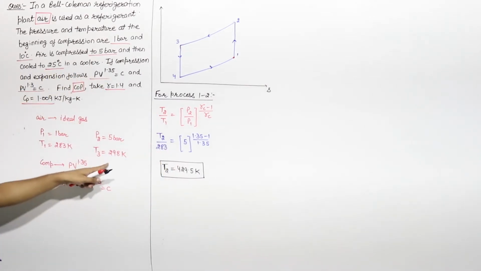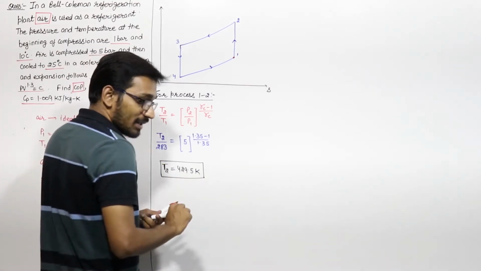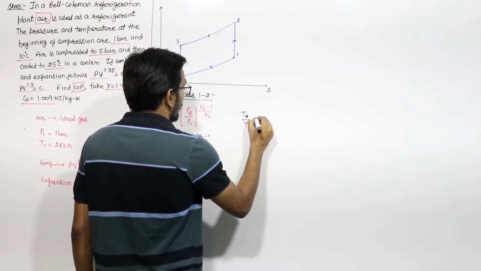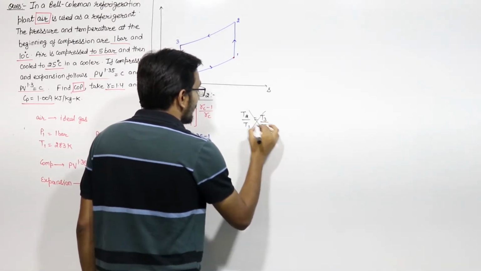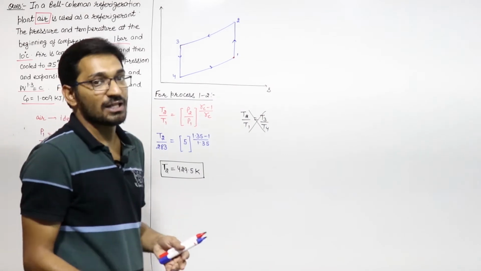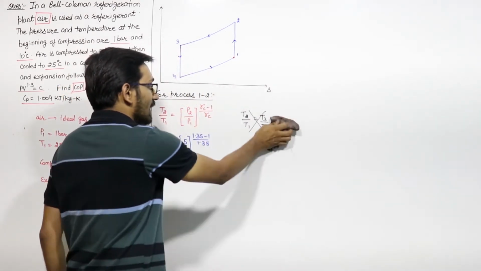T3 is given, and now we have to find T4. Now just remember that this equation, that is T2 by T1 is equal to T3 by T4, is not valid here because the expression for gamma is different for both compression and expansion. So we cannot use this equation, right?